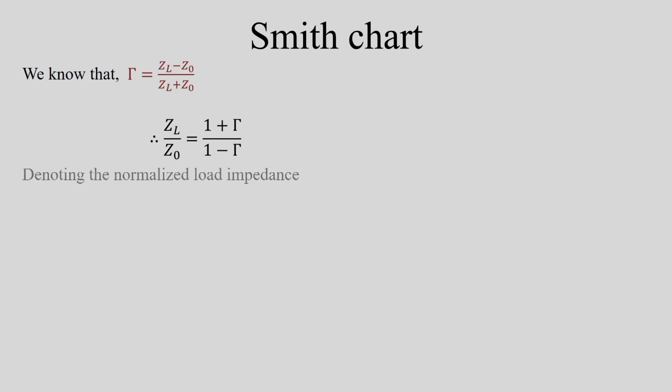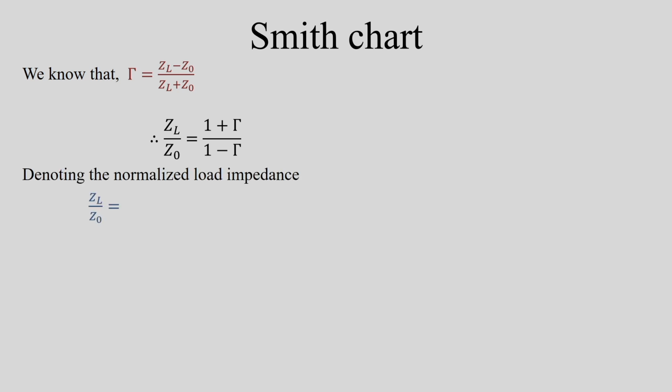Now, let us see how this Smith chart is organized. We know that the reflection coefficient gamma at the load is given by ZL minus Z0 divided by ZL plus Z0. If we normalize the load impedance ZL by Z0, then we can write normalized load impedance as 1 plus gamma divided by 1 minus gamma.